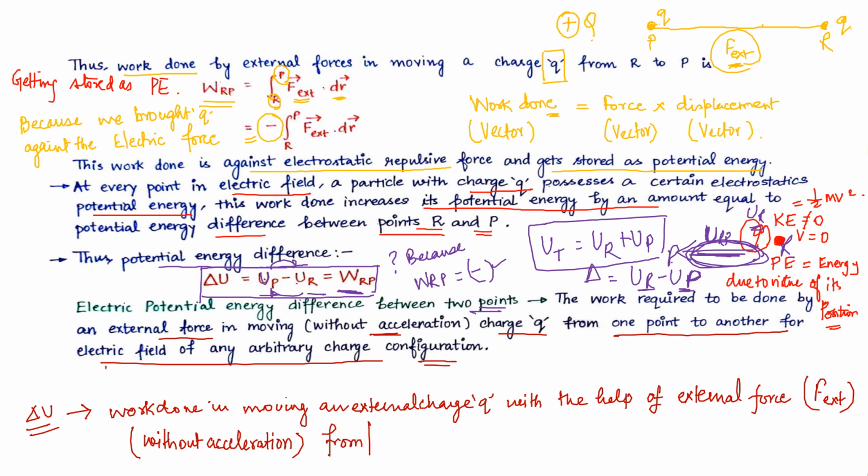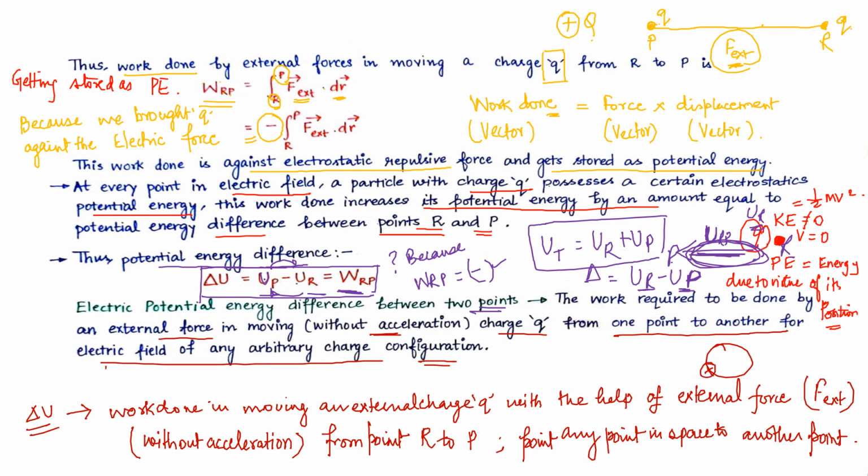from point R to P, or we can write from any point in space to another point. The potential can be defined for any point in that given definite volume. If we are simply aiming at this, we are having a charge q over here, and instead of position R, our test charge is present at position T. Now, won't it give us the potential energy needed?